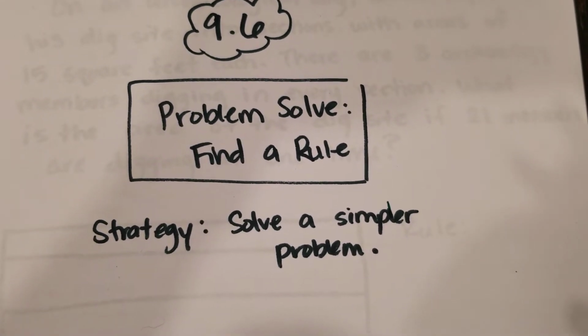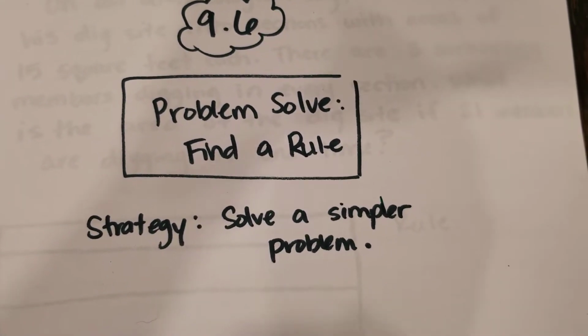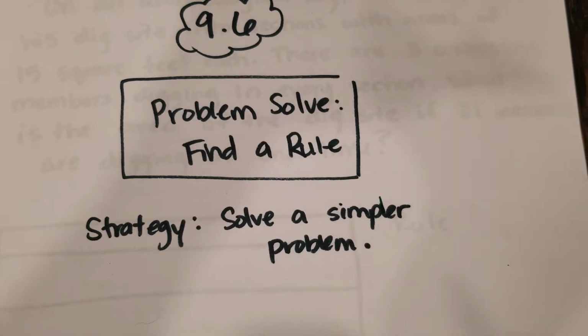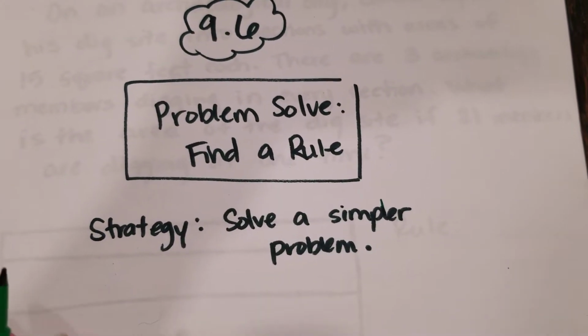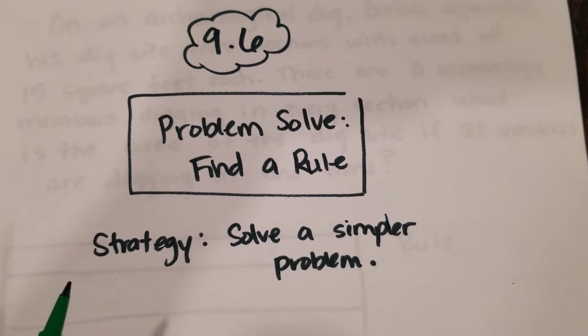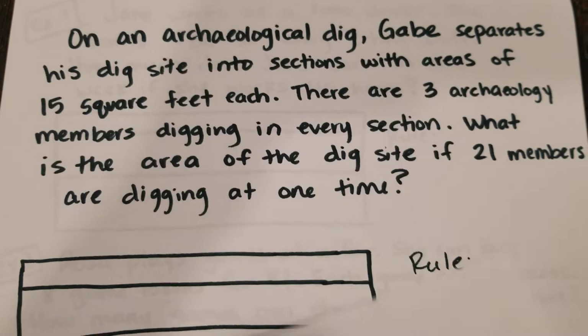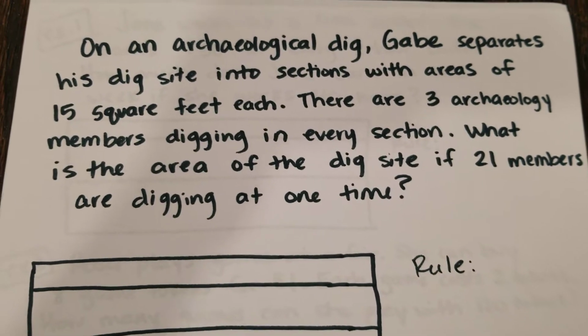We learned in lesson 5 how to use a table to find a rule, and we're going to be finding rules. So we're going to use that table. It's a little simpler than you think, right? Okay, let's unlock this problem.